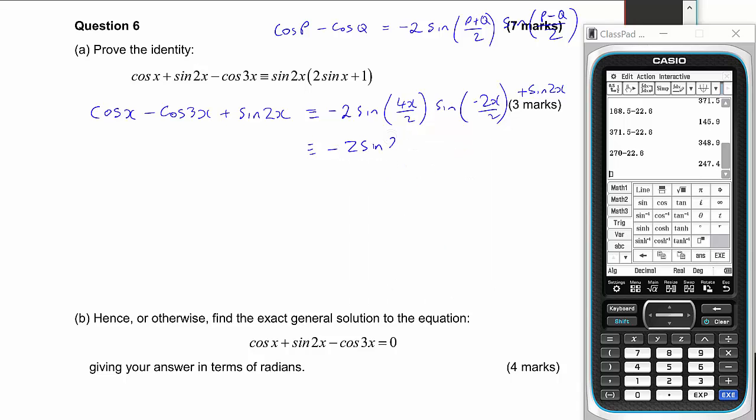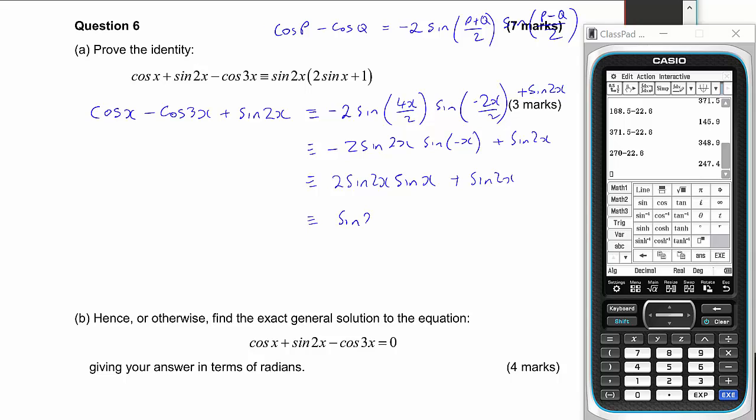sine 2x sine -x plus sine 2x. And of course we know that sine is an odd function, so sine of -x is negative sine x, so we can get rid of this minus in the front and have sine x instead, and then we've got plus sine 2x, and then we can actually factorize.